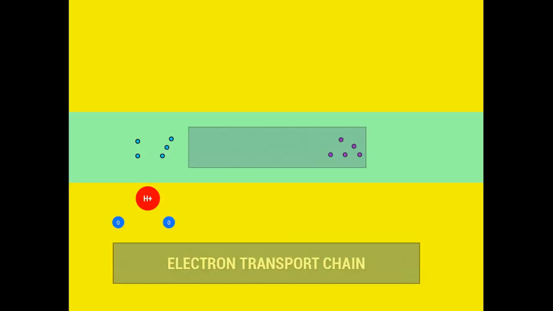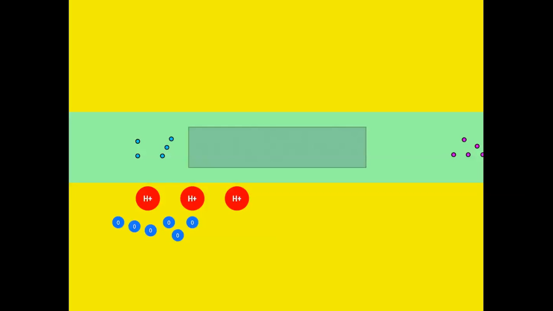As the old electrons move down the transport chain, the new electrons that just broke up with the hydrogen enter the thylakoid membrane. As the electrons travel down the electron transport chain, the hydrogen ions at the same time use the energy to move across the thylakoid membrane.